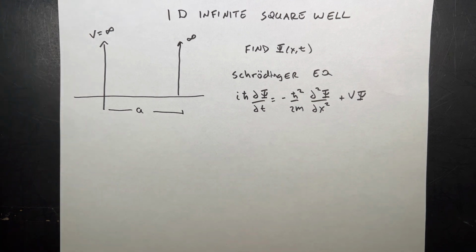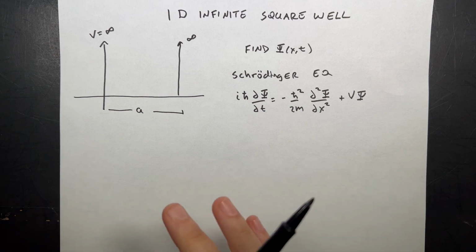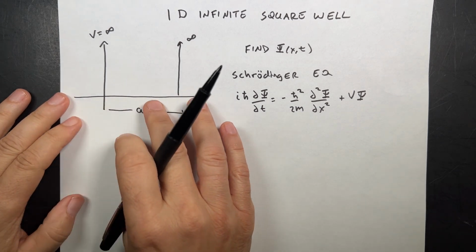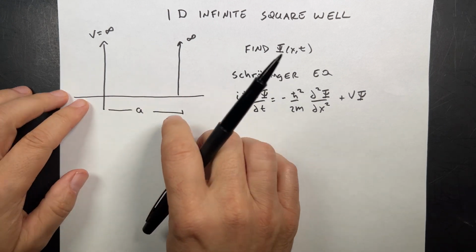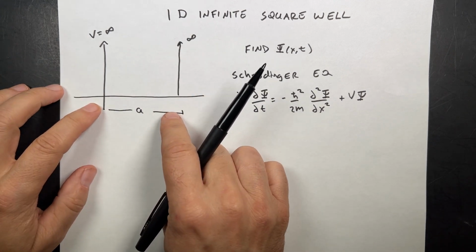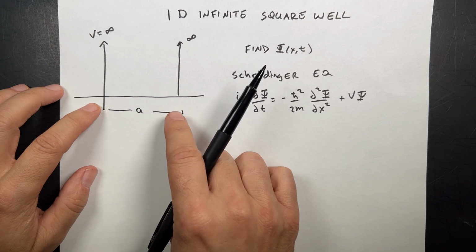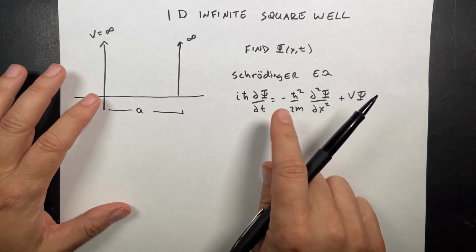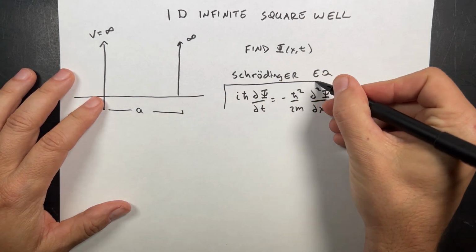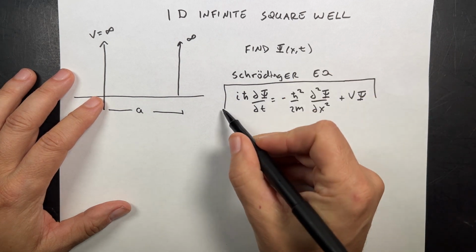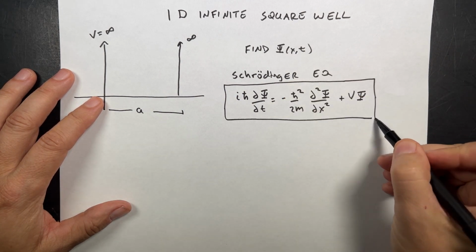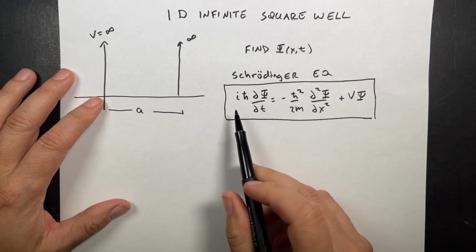I'm not going to get into all the Schrödinger equation background stuff, even though those are a lot of cool things. But let's just say that I have a particle. It can only exist in between these infinite potentials in one dimension. And it has to satisfy this equation, the Schrödinger equation. So we're trying to find this function psi, capital Psi, and it has to obey this.